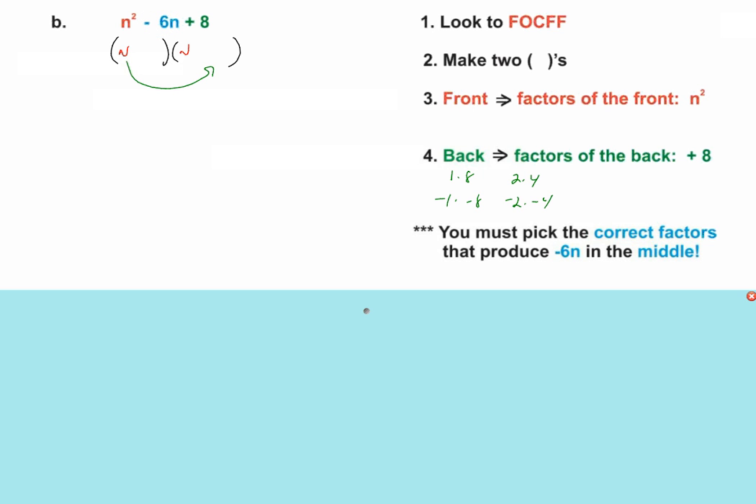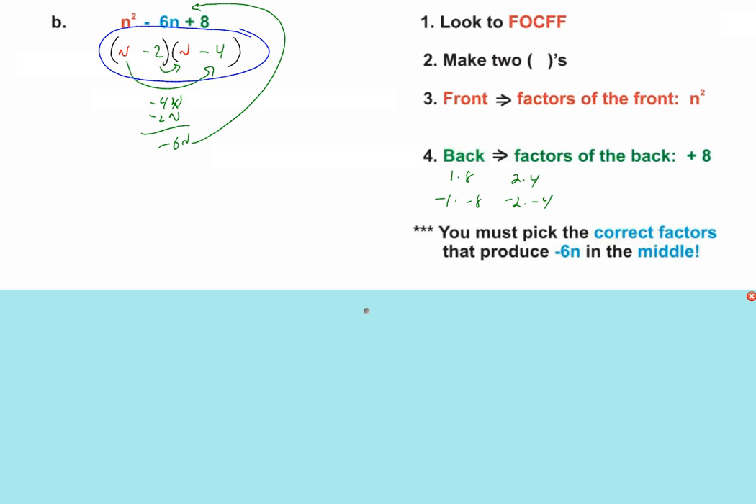So, I have an 8, I'm going for a negative 6. In my brain, 4 and 2 is 6. Negative 4, negative 2. My outers are a negative 4n, my inners are a negative 2n, for a grand total of negative 6n, cha-ching, and that's the factoring of it.